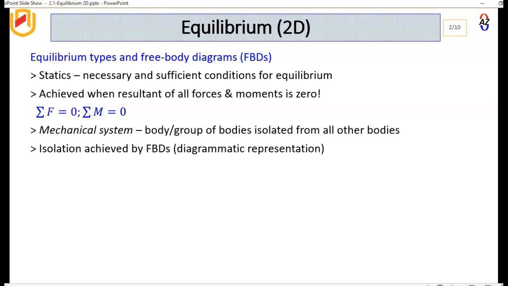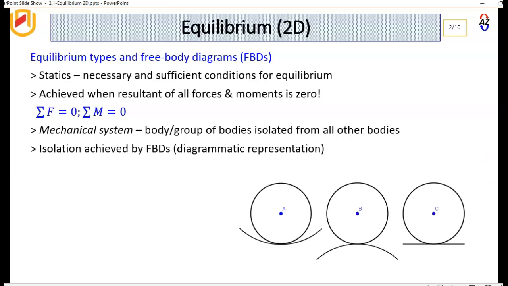So this will be done on a mechanical system, which is a body or a group of bodies which is isolated from all other bodies for the sake of the analysis of the system. So this isolation is achieved by what we call free body diagrams, which is really a diagrammatic representation of the system for the sake of studying it. But before we do free body diagrams, let's look at what types of equilibrium.